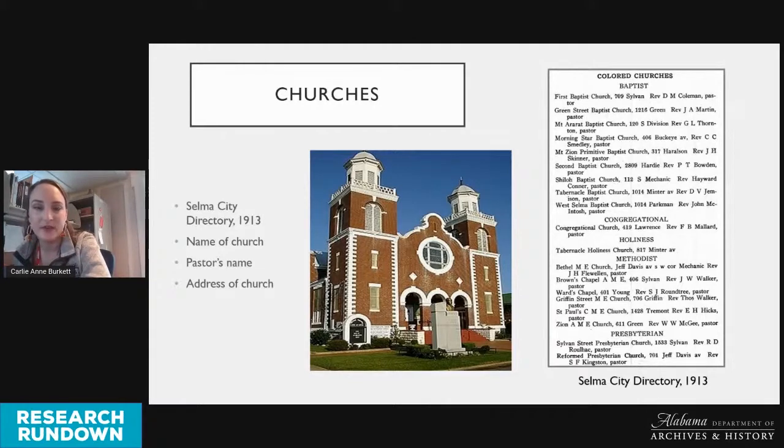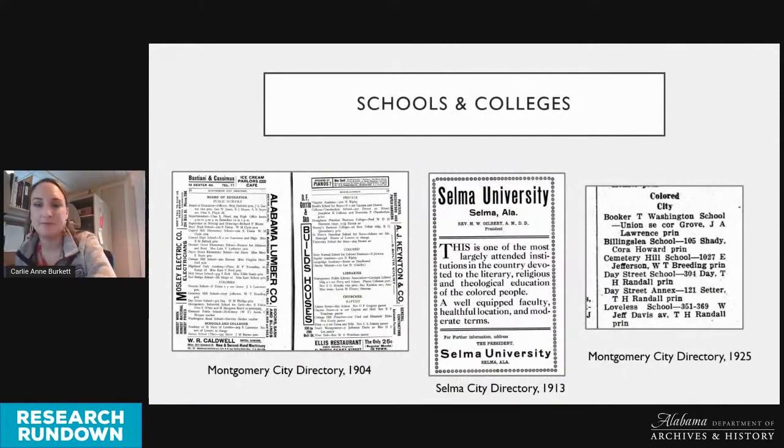It's at 406 Sylvan, and the Reverend was J.W. Walker at the time. So that's pretty cool to see a church that was in a 1913 directory, and here's a picture of it today. So those are just some of the connections you can make.